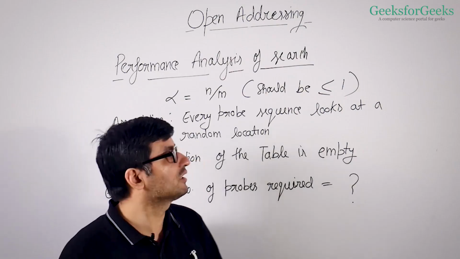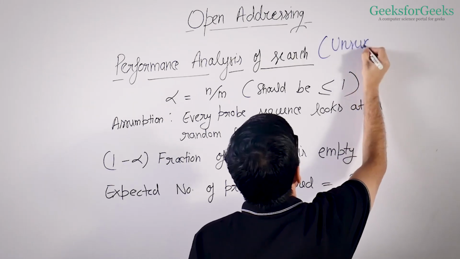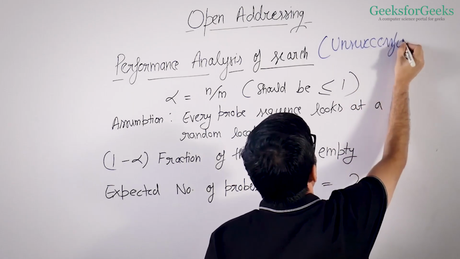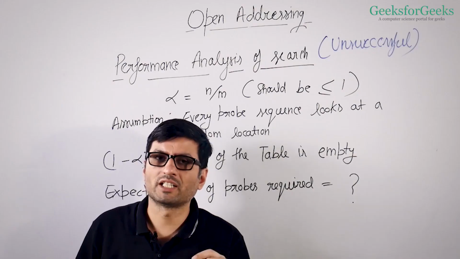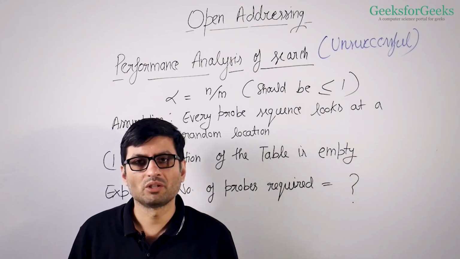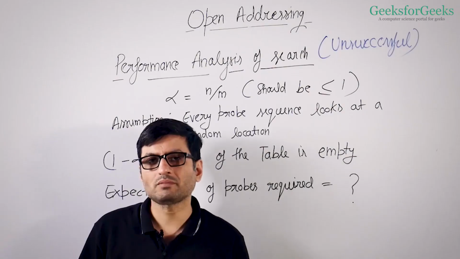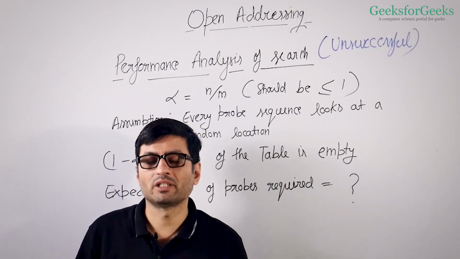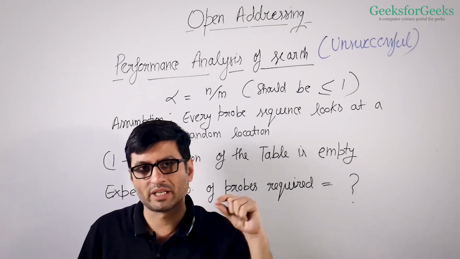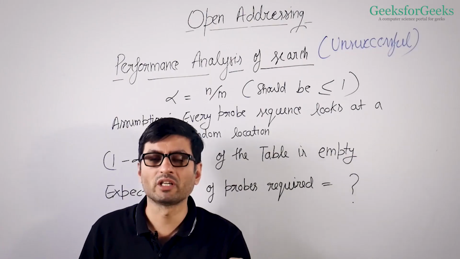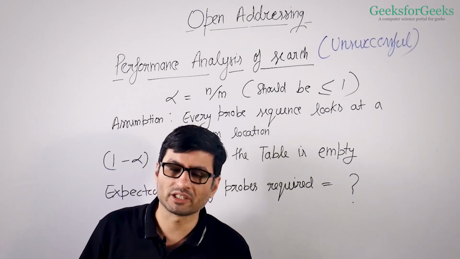Let us analyze unsuccessful search in particular. So when do we say that a search has stopped unsuccessfully? When you have either traversed through the whole table or you ended up with an empty slot. When you end up on an empty slot, then you say my search is over. This is an empty slot. I could not find the key till this point. If the key had been there, it should have been at this empty slot.